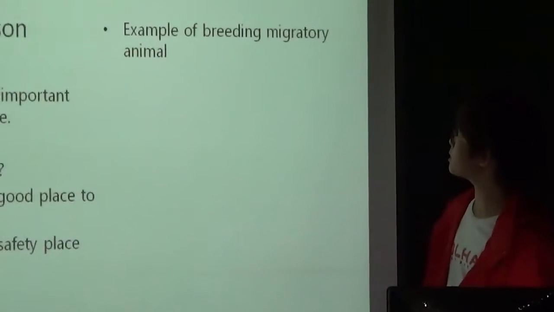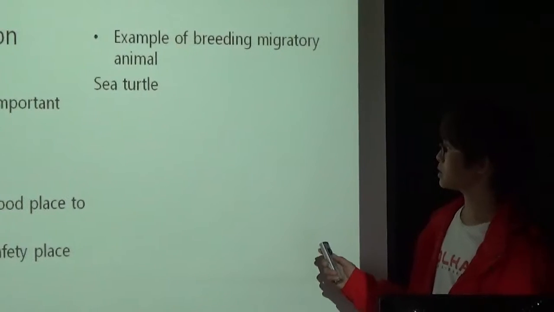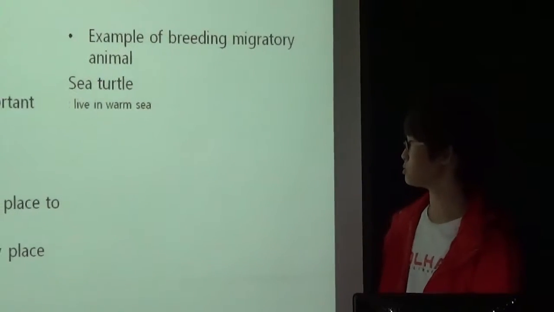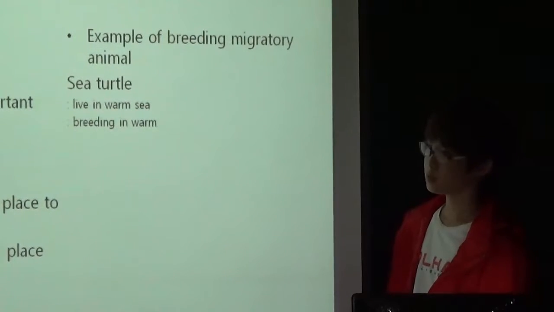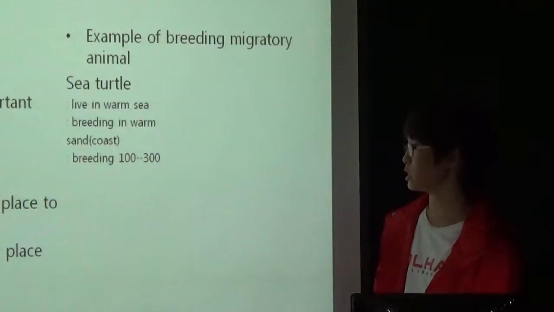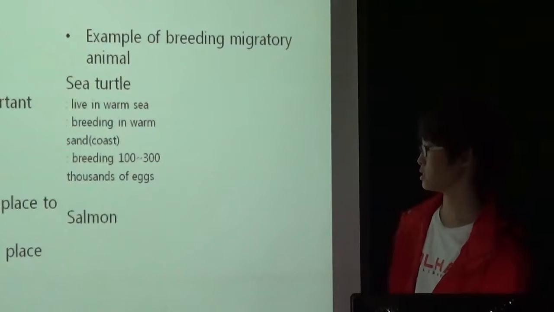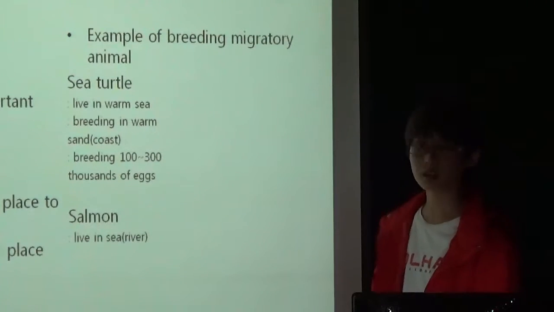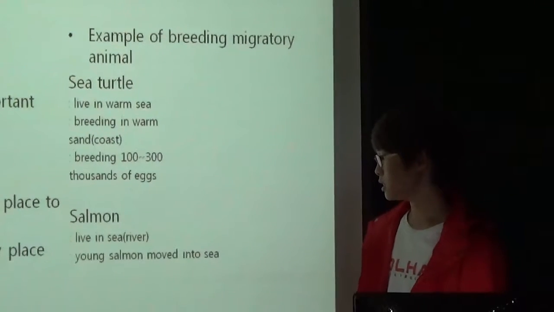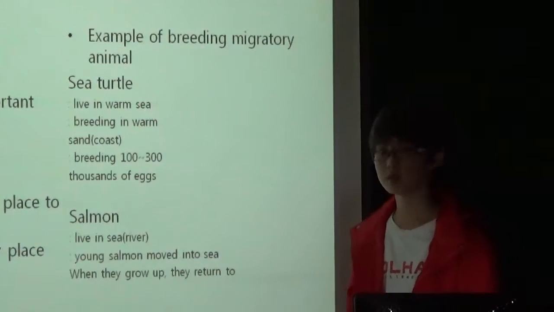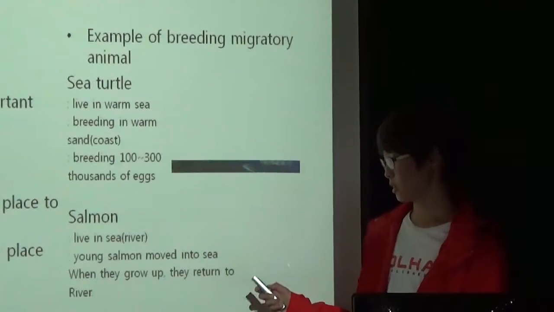Examples of migratory animals that breed. The first animal is the sea turtle. Sea turtles live in warm seas. They breed in warm sand and lay 100 to 300 eggs. And salmon live in the sea and river. Young salmon move into the sea. When they grow up, they return to the river.